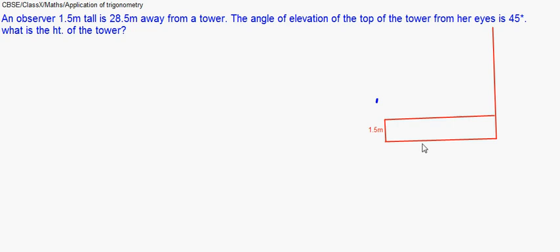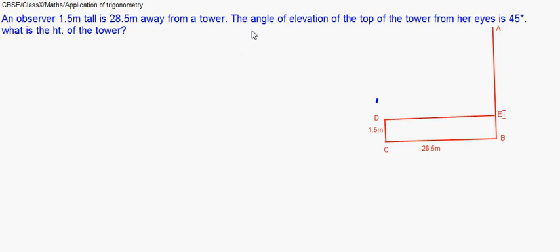So this distance is given by 28.5 meter, and let me name the tower as A and B. There is also a point of intersection here, so it is okay. I'll name them. This is C, this is D, this is E. There is no more intersection if I just join that.